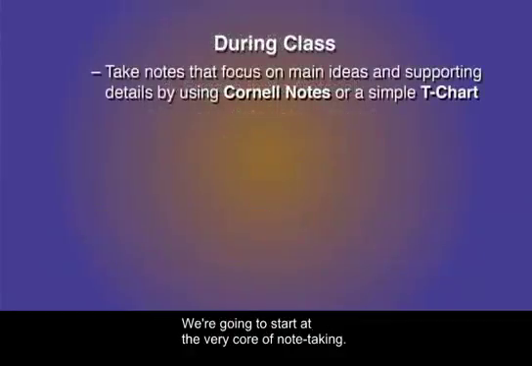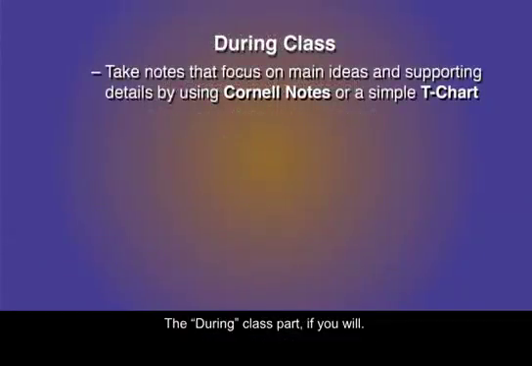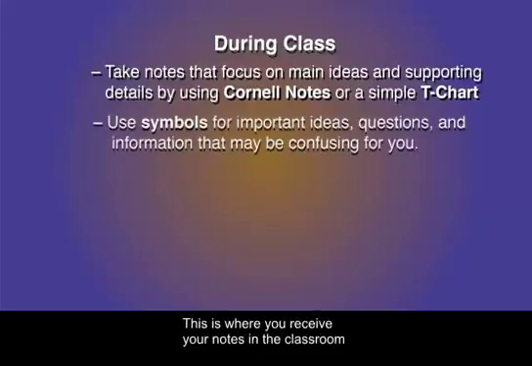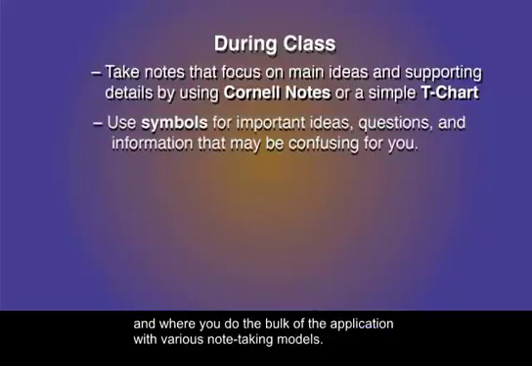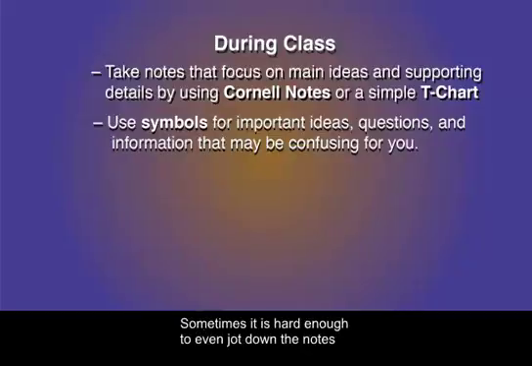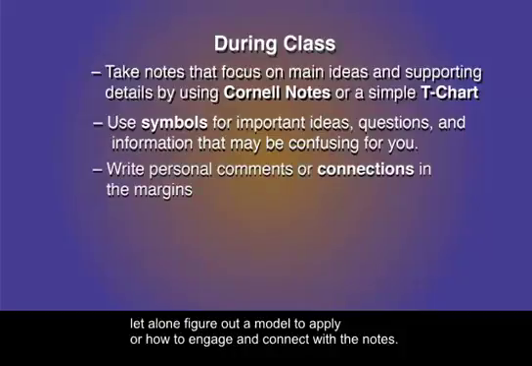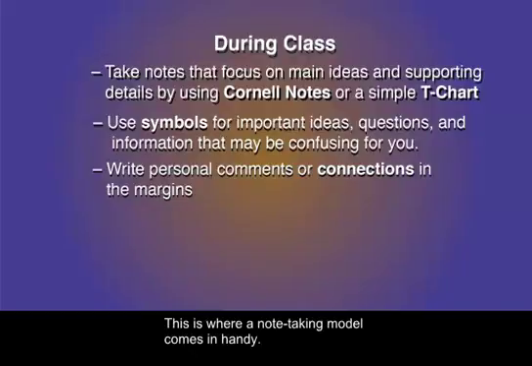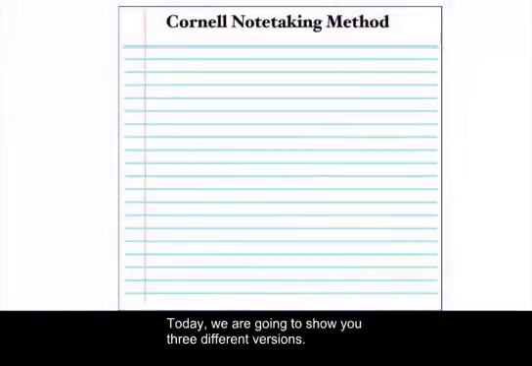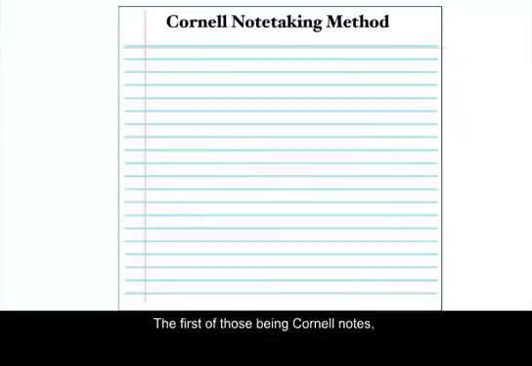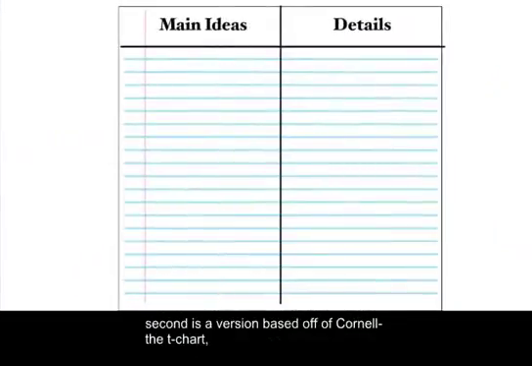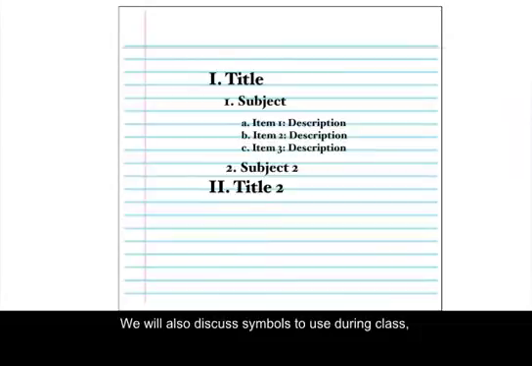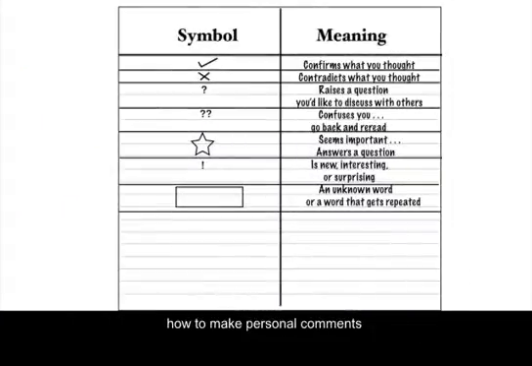We are going to start at the very core of note-taking, the during class part, if you will. This is where you receive your notes in the classroom and where you do the bulk of the application with various note-taking models. Sometimes it is hard enough to even jot down the notes, let alone figure out a model to apply or how to engage and connect with the notes. This is where a note-taking model comes in handy. Today we are going to show you 3 different versions. The first of those being Cornell notes. Second is a version based off of Cornell, the T-chart. And lastly, a basic outline. We will also discuss symbols to use during class, how to make personal comments, and condensing notes into shorter phrases.